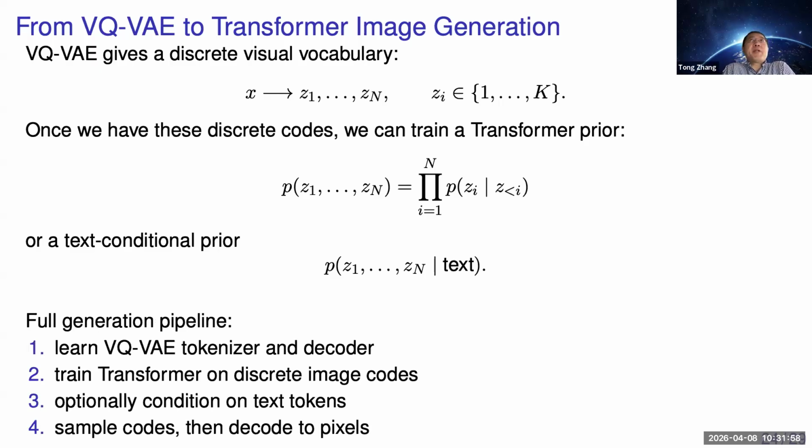So the full generation pipeline: you first learn a VQVAE tokenizer and decoder. Using the VQVAE, you turn an image into discrete tokens, and you can turn the discrete tokens back into an image. Then you train a transformer on the discrete tokens, optionally conditioned on text tokens, sample the codes, and use the decoder to get to pixels. At this point, I can mention something.